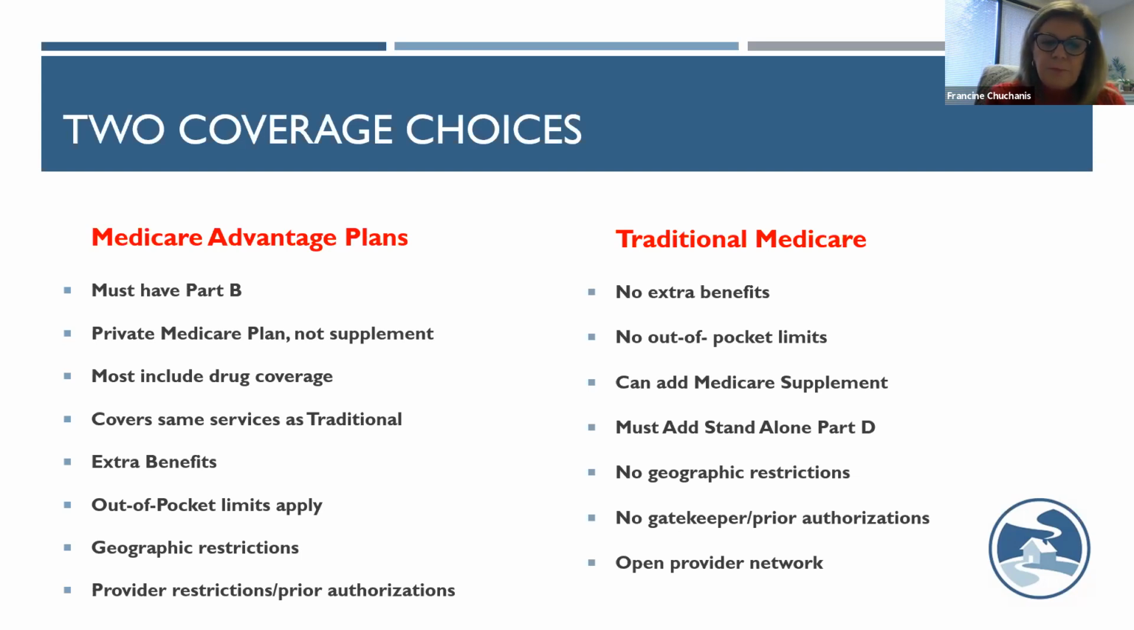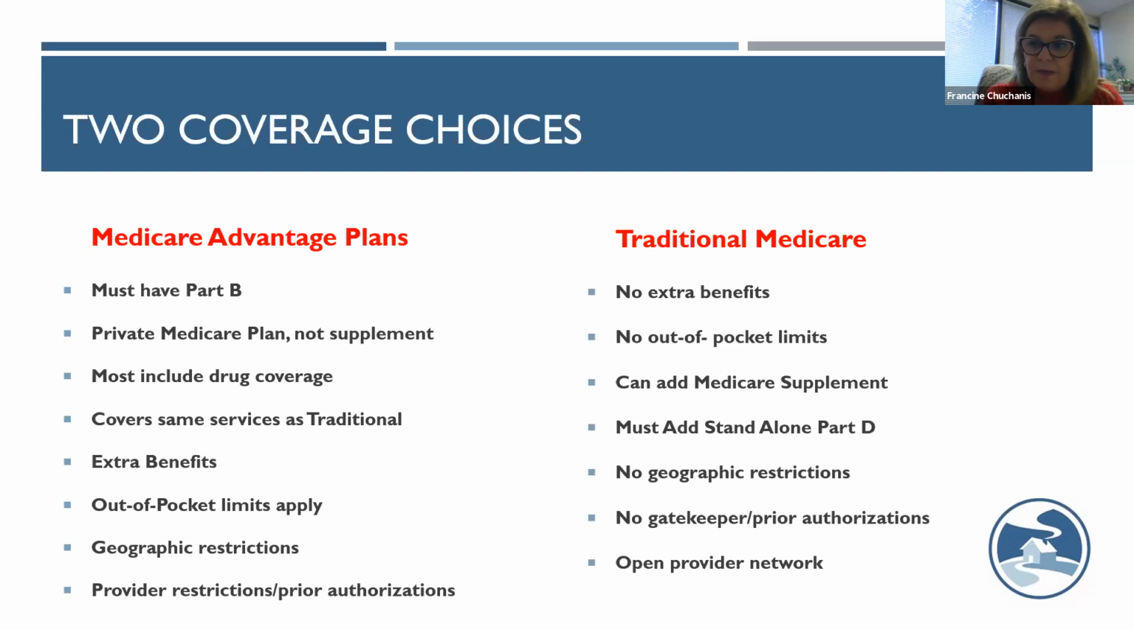Under traditional Medicare, the downside to that is that there are no extra benefits. There are no out-of-pocket limits. There are co-pays, but you can add what's called a Medicare supplemental or Medigap policy. And we'll talk about those a little later too. In addition to that, you would have to add what we call a standalone Part D plan for your prescription coverage.